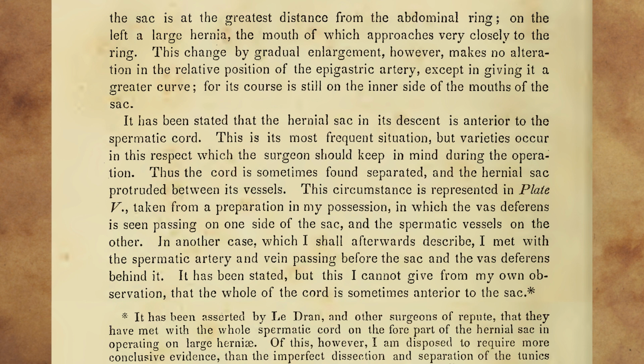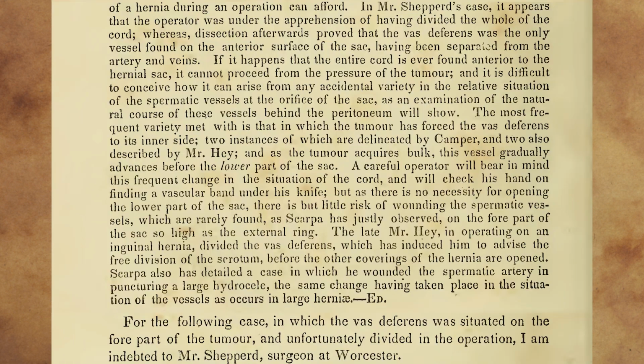It has been stated, but this I cannot give from my own observation, that the whole of the cord is sometimes anterior to the sac. Footnote. It has been asserted by Ledras and other surgeons of repute that they have met with the whole spermatic cord on the forepart of the hernial sac in operating on large herniae. Of this, however, I am disposed to require more conclusive evidence than the imperfect dissection and separation of the tunics of a hernia during an operation can afford.